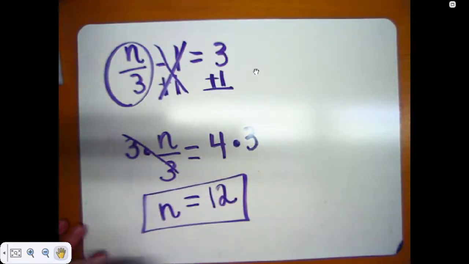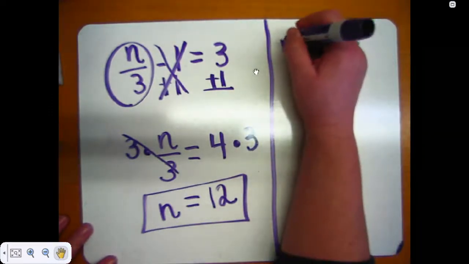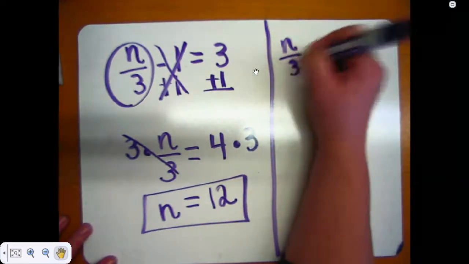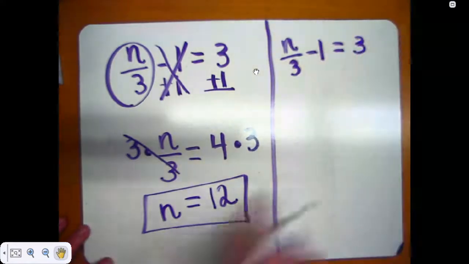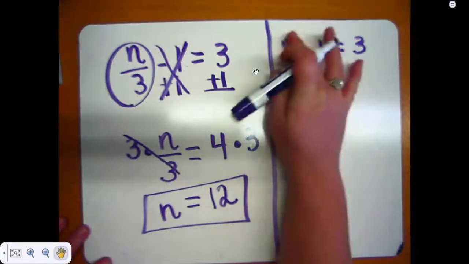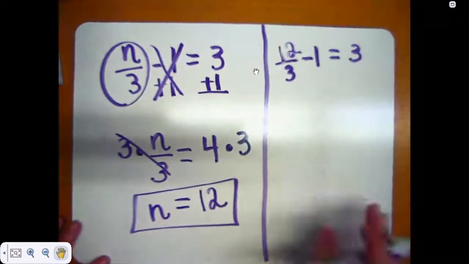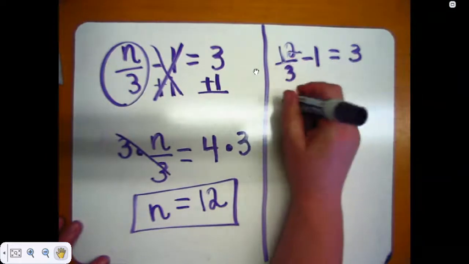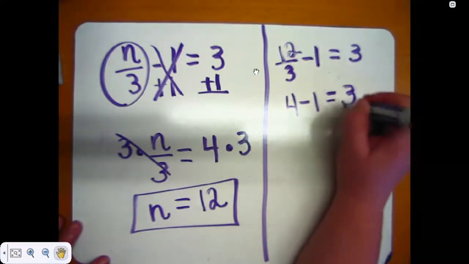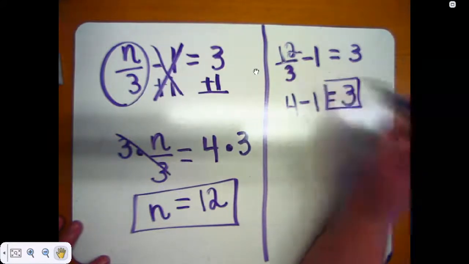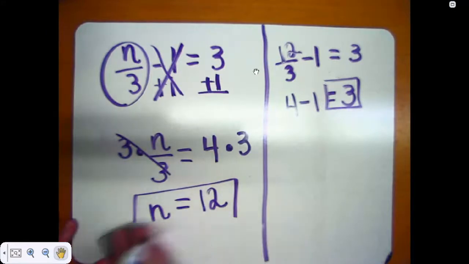So let's put that back into our original problem. Our original problem was n divided by 3 minus 1 equals 3. So if n is 12, we could put 12 here. And now let's work. 12 divided by 3 is 4, and 4 minus 1 is actually 3. So we know our answer is correct. Let's try another one.